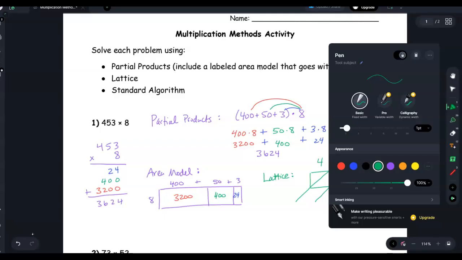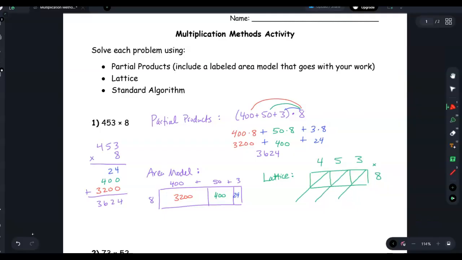It doesn't matter what order I do the multiplication. So I could just go ahead and do, let's say I start in the middle. 5 times 8 is 40. Then I'll go to the right. It doesn't matter. 3 times 8 is 24. 4 times 8 is 32.